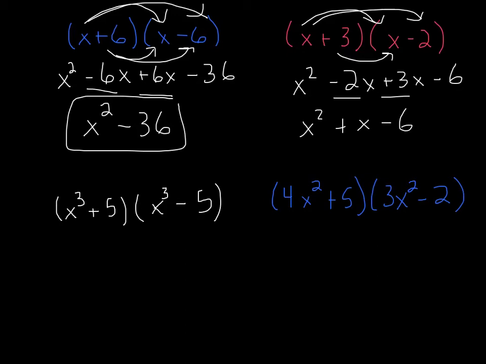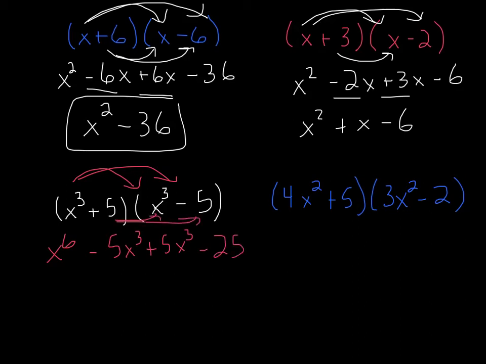Okay, so here's the shortcut. You multiply the first two together. Okay, x cubed times x cubed, you get x to the 6th. Actually, I'm going to wait till the next video to show you the shortcut. We'll just finish this up. So we got negative 5x cubed, positive 5x cubed, and negative 25. Okay, there we go. Sorry. So those combine together, the middle crosses out, you get x to the 6th minus 25. Okay, hopefully you got that.